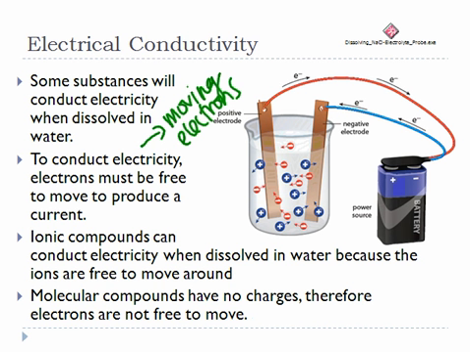They have to be free to move, which means we have to have ions that are dissolved in water. So ionic compounds can conduct electricity when they're dissolved in water, because then the charges are free to move. They can also, as a side note, conduct electricity if they are molten. So if they're in the liquid form, they can also conduct electricity. Molecular compounds, however, have no charges. Therefore, the electrons are not free to move. Then you will see no conduction of electricity.